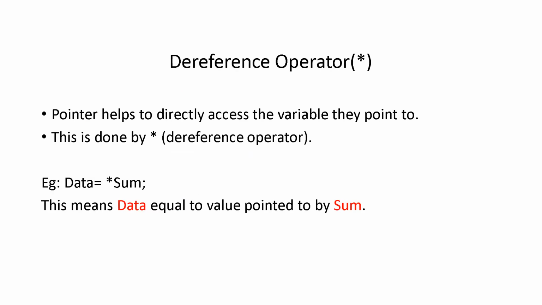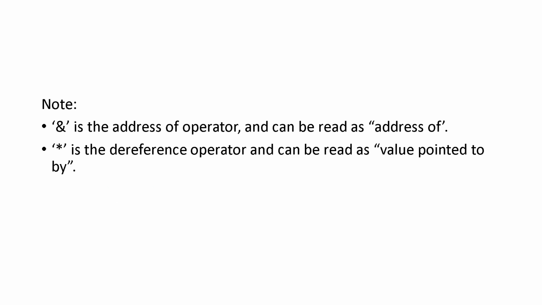Next is the dereference operator. A pointer helps to directly access the variable. That is, without pointing to the address, it will directly point to the variable and access it. This is done by the dereference operator. data = *sum. Here, data equals the value pointed to by sum. Here, the value is being referred to. Here is a note: ampersand is the address-of operator and can be read as "address of". Star is the dereference operator and can be read as "value pointed to by". This is a general note.